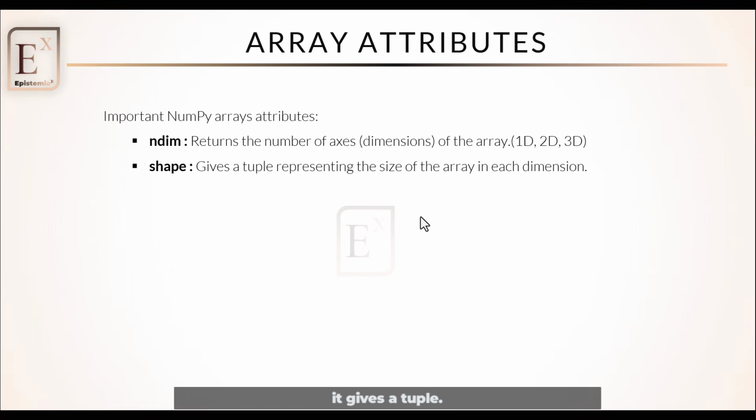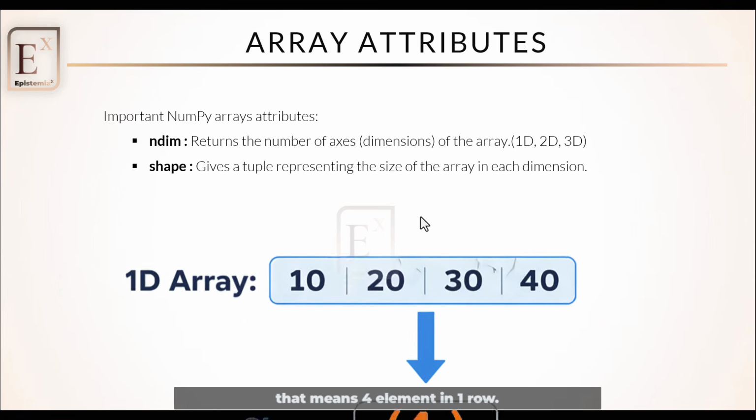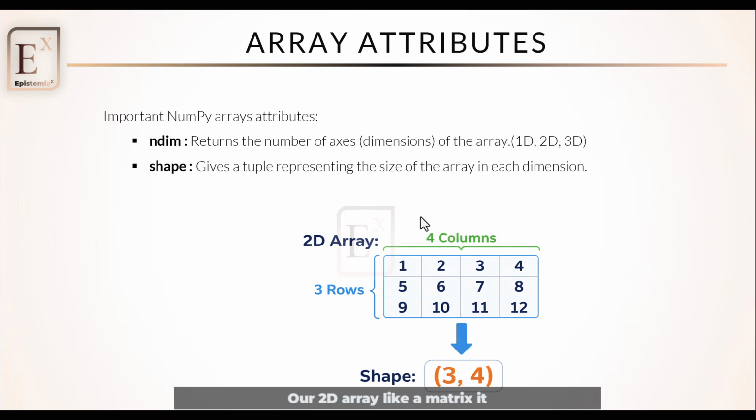Now the second attribute is shape. It gives a tuple. The shape tells us the structure of an array. That means how many rows and columns it has. For example, a 1D array like 10, 20, 30, 40 has a shape of 4. That means 4 elements in one row. A 2D array like a matrix has a shape of 3 by 4. That means 3 rows and 4 columns.